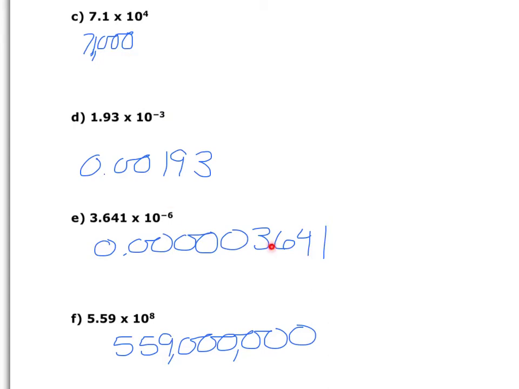-6, it starts here, 1, 2, 3, 4, 5, and 6. I end up with 5 zeros in front of the 3641. Okay, and the last one I have a +8. Here's where the decimal started. I shift it 8 times: 1, 2, 3, 4, 5, 6, 7, and 8. Okay, again, most of us have seen this before. This should be a very quick lesson for us.